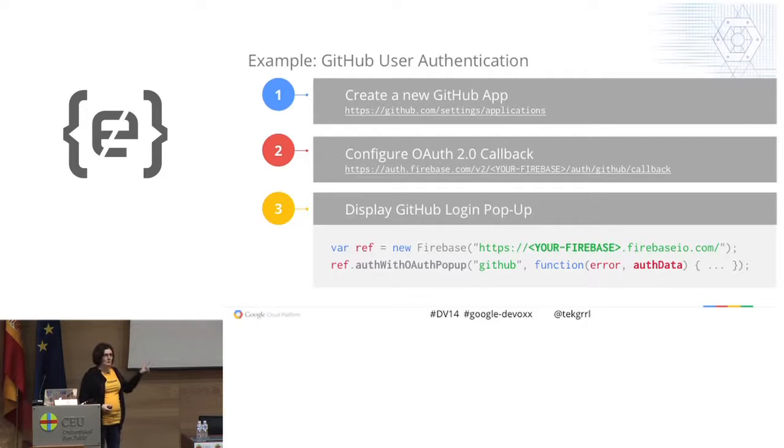And the auth data object will contain all of the information we need to know about that authenticated user. That would include their email address, their name, anything that's naturally exposed by that authentication provider. So that's what we have to do authentication.